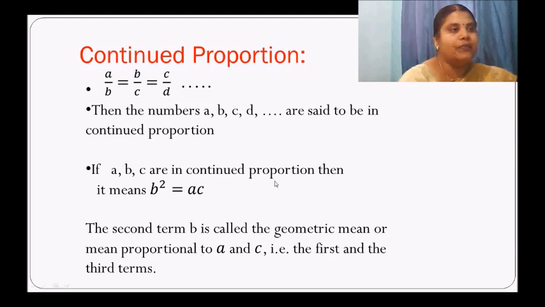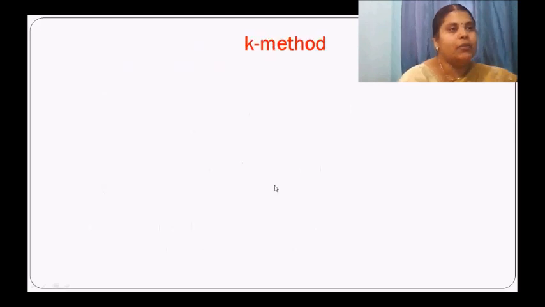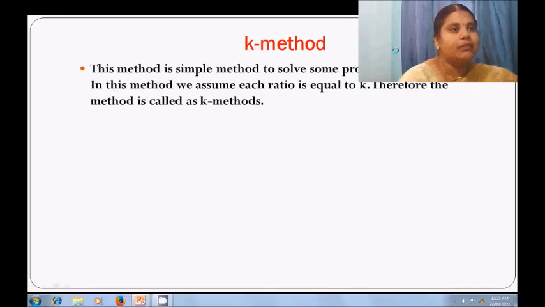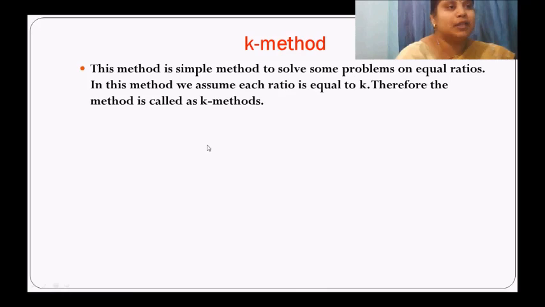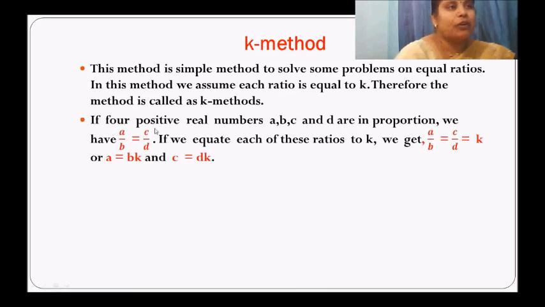The next method is the K method, which is very useful for solving problems. In this method, we equate each ratio to K. Therefore, the method is called the K method. If four positive real numbers A, B, C, D are in proportion, we have A by B is equal to C by D. If we equate each ratio to K, we get A by B is equal to C by D is equal to K. From this we get the result A is equal to BK and C is equal to DK.